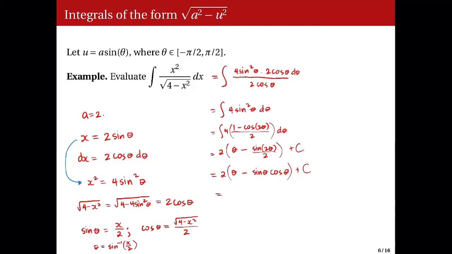And therefore, this guy here will just be 2 times sine inverse of x over 2 minus, for sine theta, that's x over 2, and for cosine theta, that's square root of 4 minus x squared over 2, and then we have plus c. Are we good?